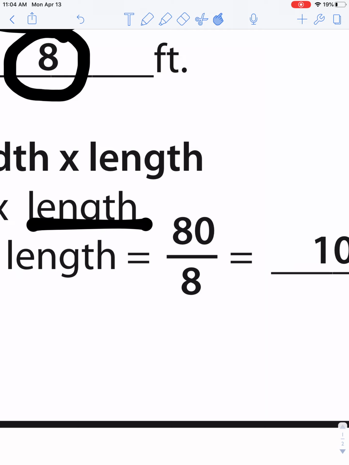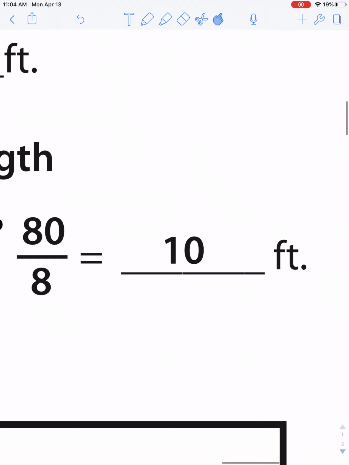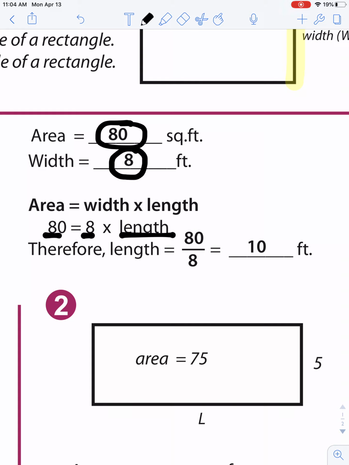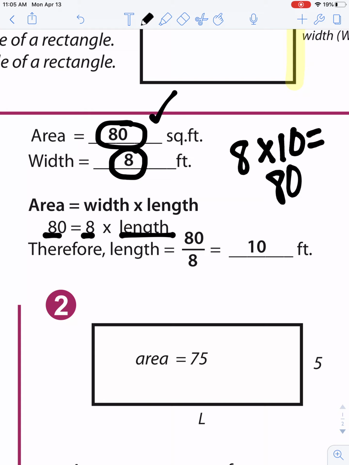You could, if you were not sure what 80 divided by 8 equals, that is a reflex fact, but if you weren't sure of it, you could use a calculator to type in the division problem 80 divided by 8, which would give you the missing length of 10 feet. If you want to check your work, you can multiply using the formula that we know. So we know that area equals width times length, and if we're given the width of 8 and we found the length to be 10, when we multiply that, do we get the area that they're giving us? So 8 times 10 is 80. That's the area that they give us. So we know that our length must be correct. It must be 10 feet.